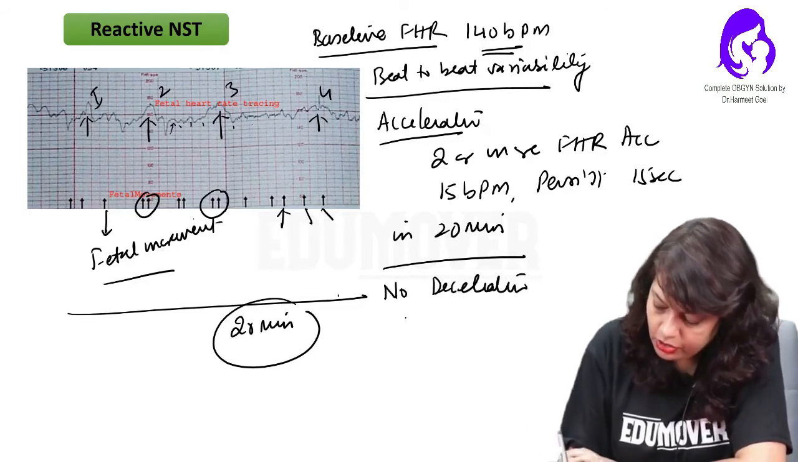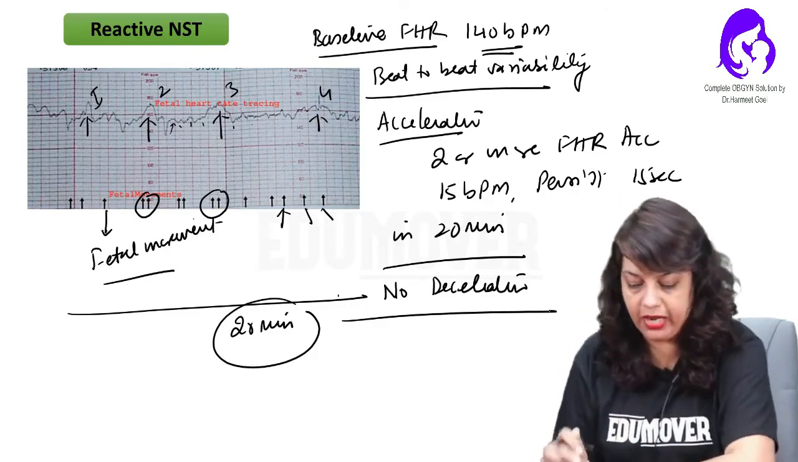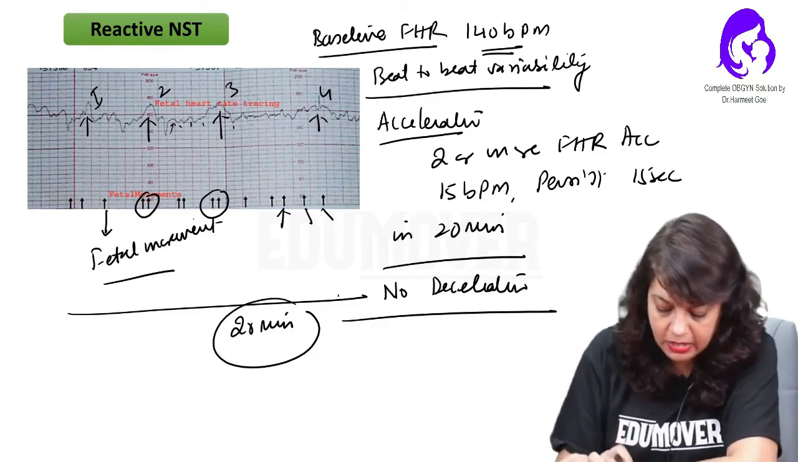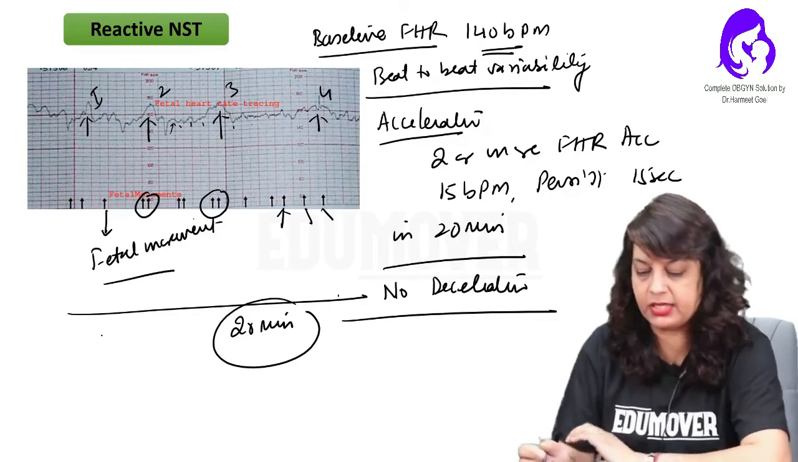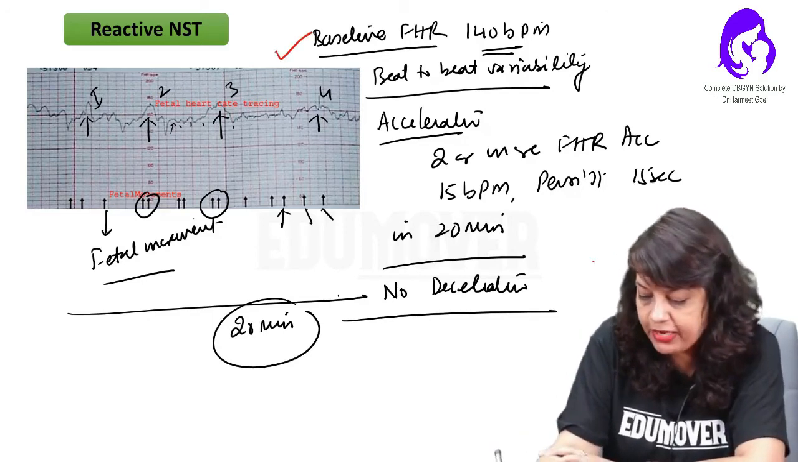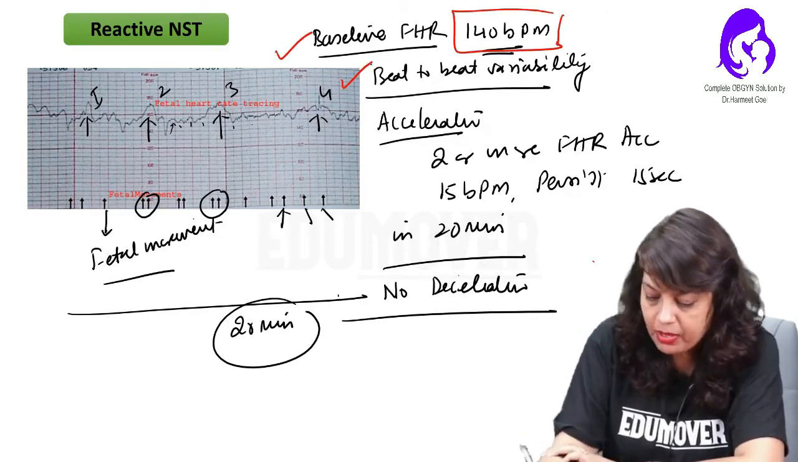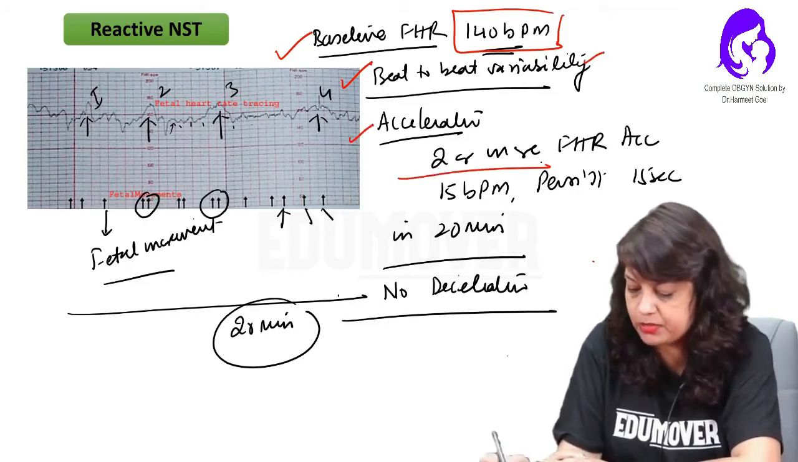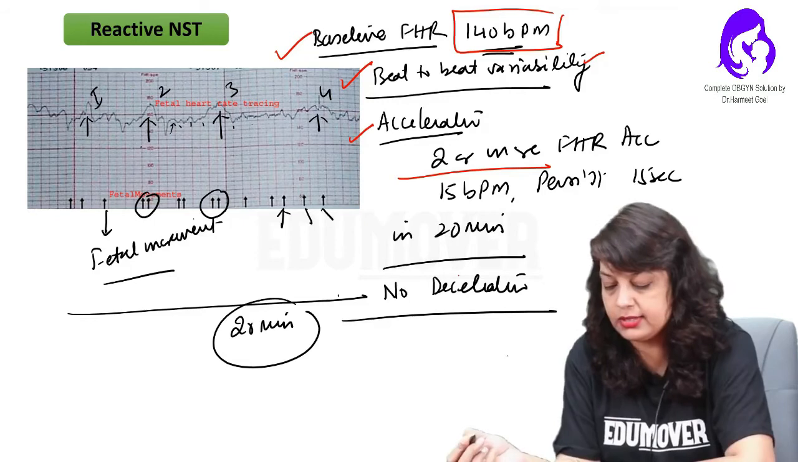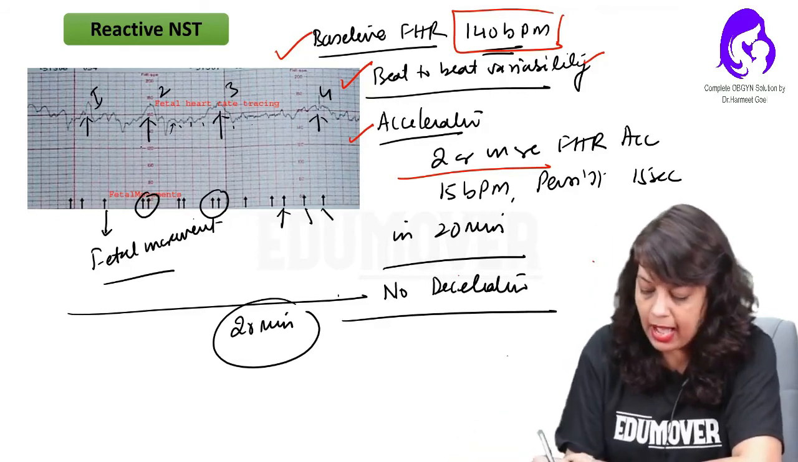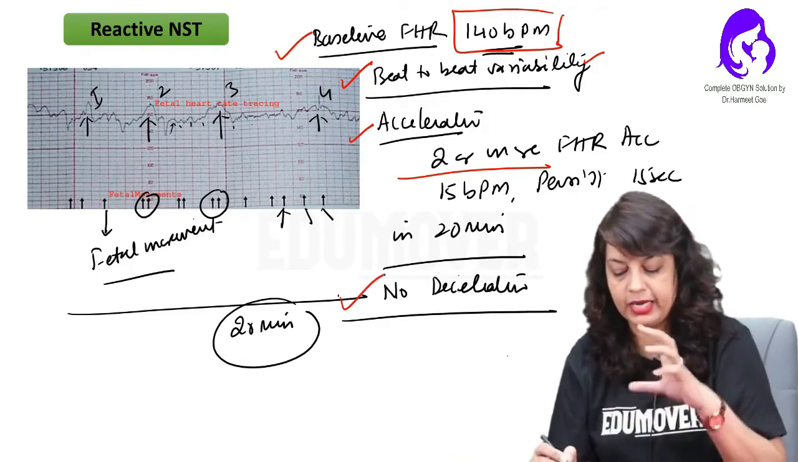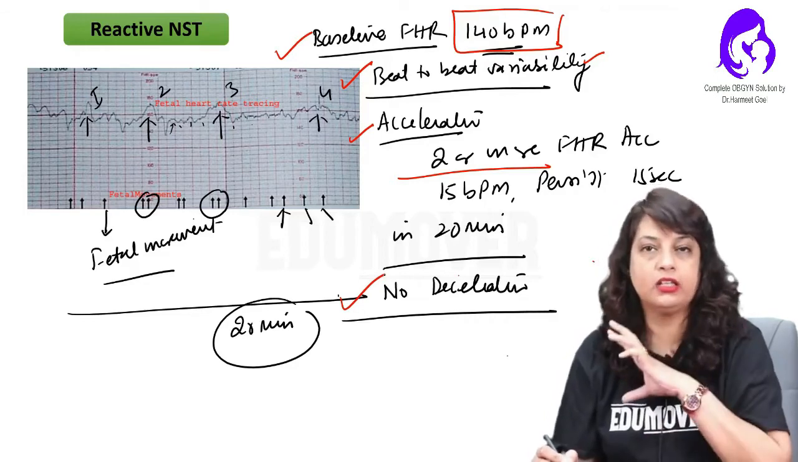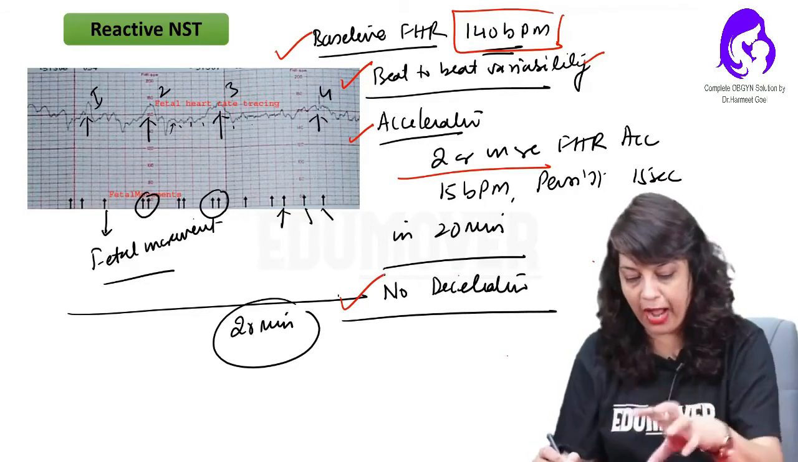That is, no dip of the fetal heart rate below the basal line. So all the 4 parameters are satisfied. Baseline fetal heart rate, which is 140, beat to beat variability present, acceleration, there have been 4 accelerations in 20 minutes time, and there is no deceleration. So it is a reactive NST. The baby is absolutely fine.